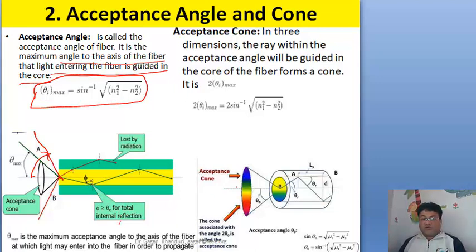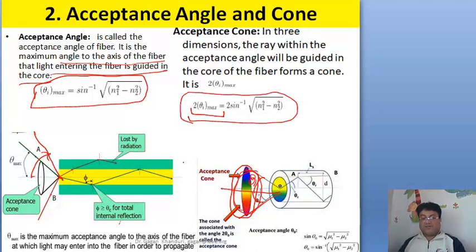Then if you go into 3 dimensions, there would be an acceptance cone, and it would be twice of that, because one side is this theta I max and the other side is this. So we are making a cone of this, so the maximum angle would be twice of theta I max. So this is the acceptance cone angle.